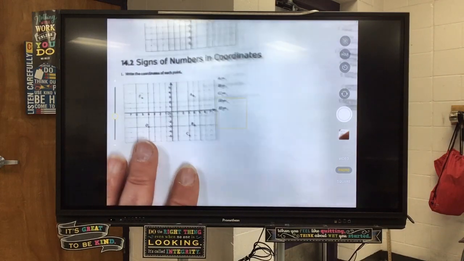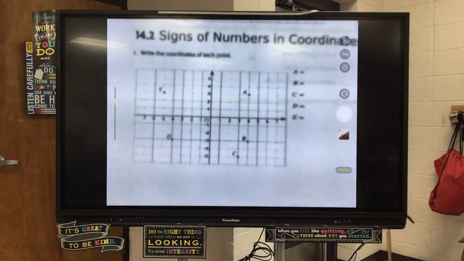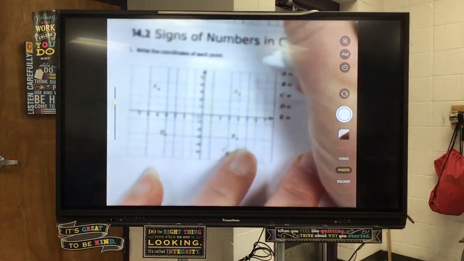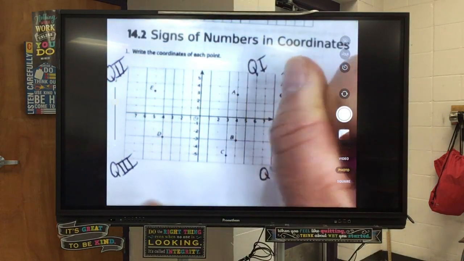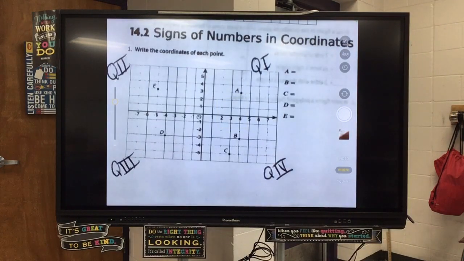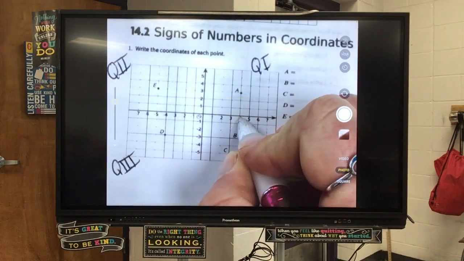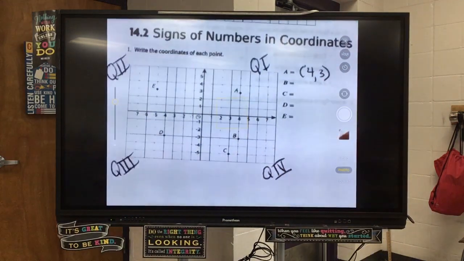All right, so the first part, it says, write the coordinates for each point. So starting with A, A is here. Raise your hand and tell me. Well, first and foremost, let's label our quadrants so we know which one we're in. And then tell me my ordered pair for point A. What's my ordered pair for point A? Ramon? 4, 3. So I go 4 to the right and I go 3 up. So it's 4, 3. Okay?